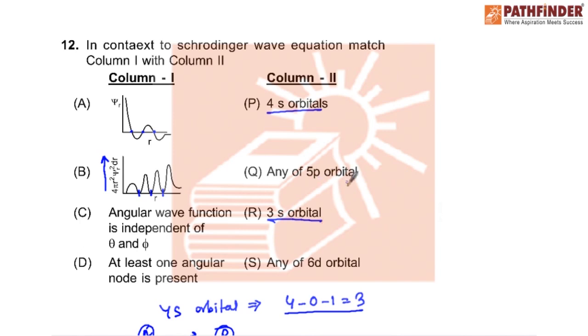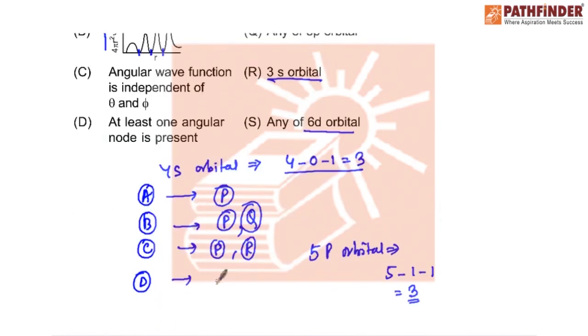For the 5p orbital, the l value is equal to 1. So at least one angular node is present. For 6d, l equals 2, that is, at least 2 angular nodes will be there. So at least one angular node is present, which is true for 5p as well as for the 6d orbital. So it has a match with Q and S.